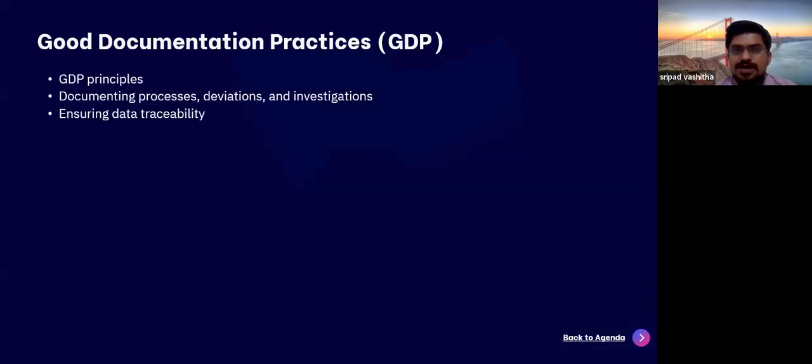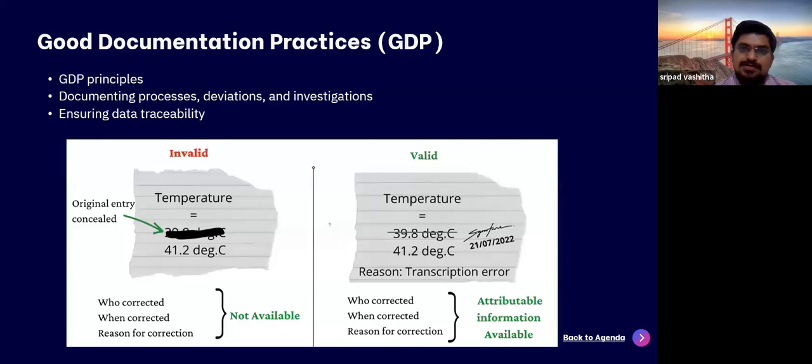Good documentation practices. This is something which we discussed in our earlier session in the morning as well. So we need to follow the current good practices. Documentation should be across the processes. Deviations and investigations should also be documented, and data should be traceable. In the beginning, I told you I will show you some examples. Even if you make a mistake, there is a way to correct it.